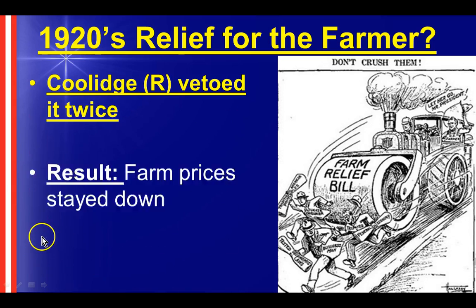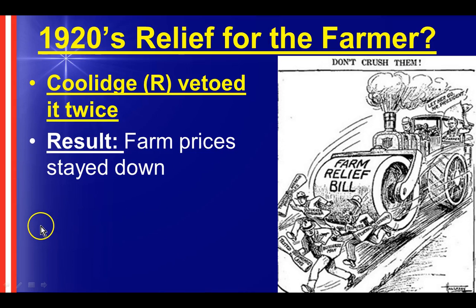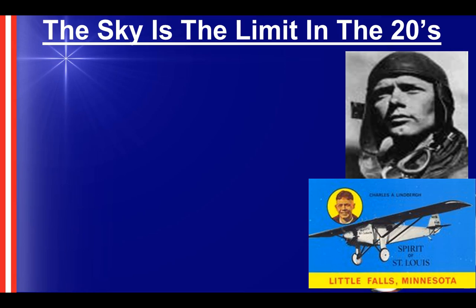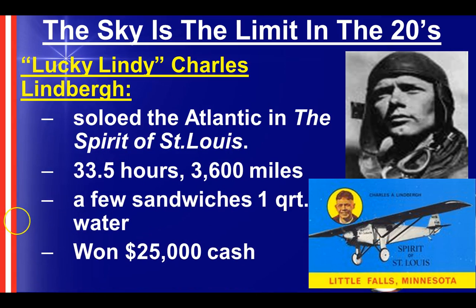It's going to get vetoed, and farm prices will stay down, and farmers are going to suffer largely through the 1920s. But they will keep producing, and those that will survive are going to have a harder time when it gets to the 1930s, and we'll see the impact that they have on their massive production.